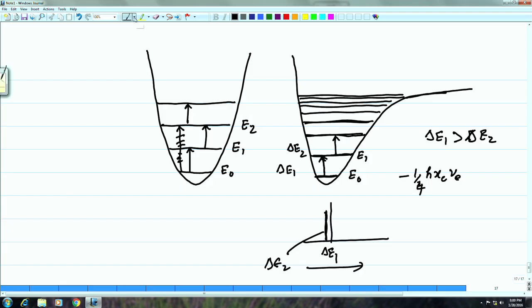It is also possible for you to see this transition, and even this, and so on. And these are vibrational overtones. There is no overtone in the harmonic oscillator model.